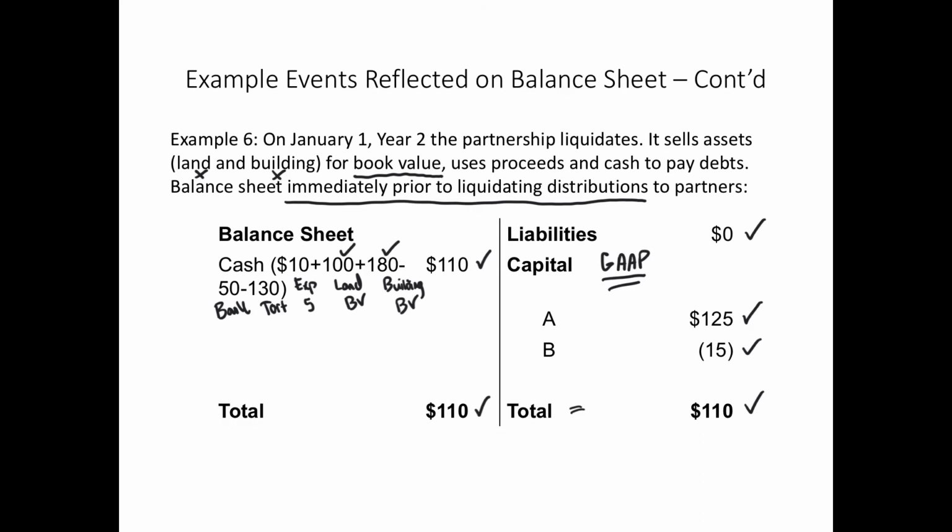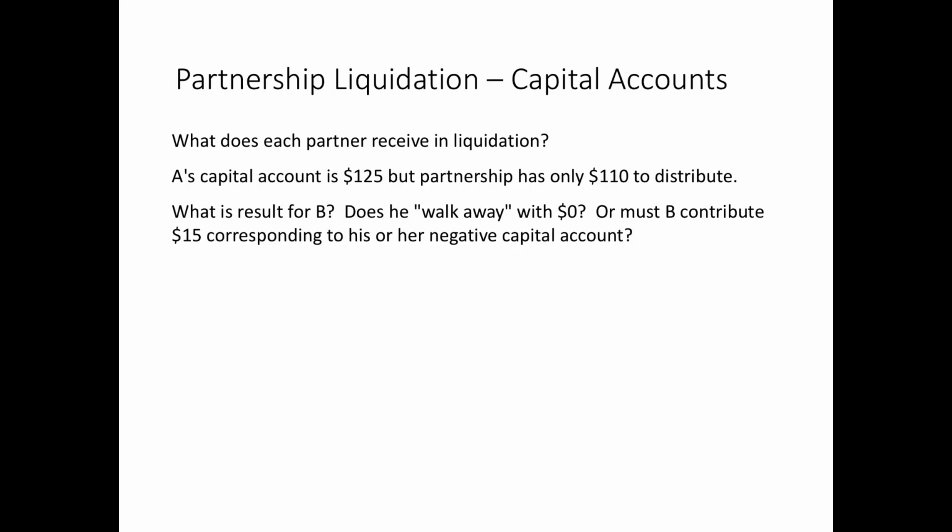So you see 125 and negative 15. There's only $110 of cash. So how is A going to get 125? The partnership only has 110, and that is a good point. So what does each partner receive in liquidation? Per their capital accounts, as we saw at the end of that example, A should get 125 cash, and B should pay, or owes, $15 cash. It's negative cash of $15. If we add that together, that's where the 110 comes from.